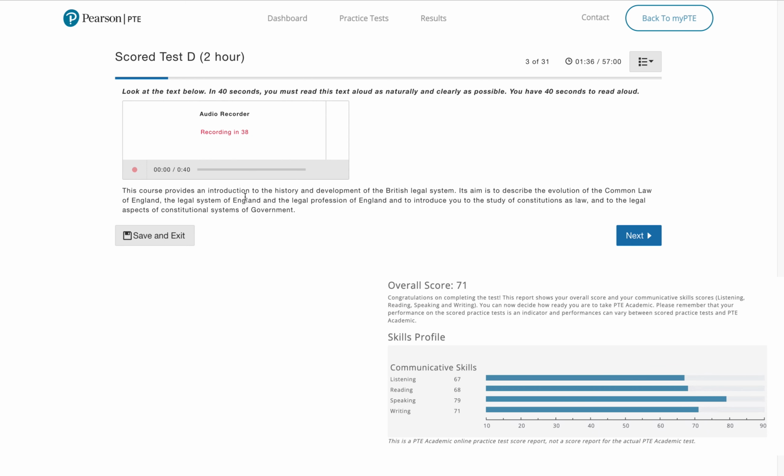This course provides an introduction to the history and development of the British legal system. These are extremely useful resources, which rank books and academic papers on the subject.